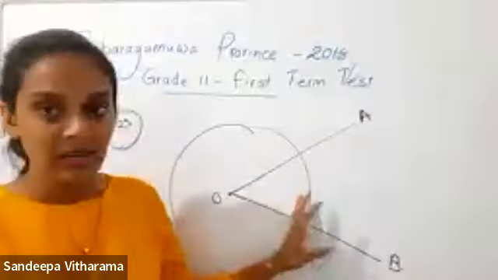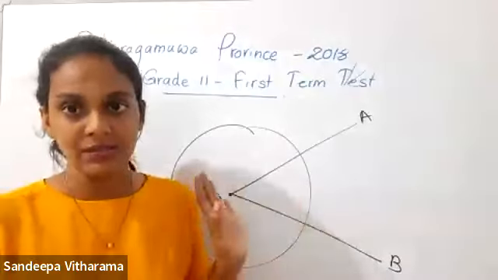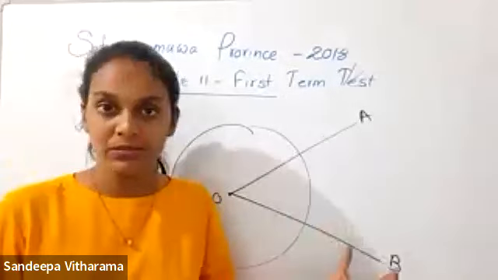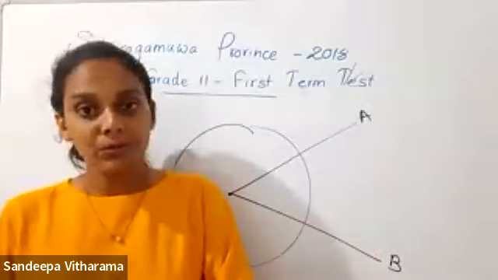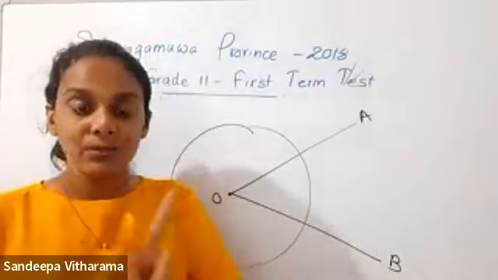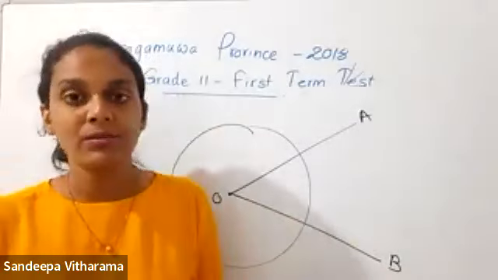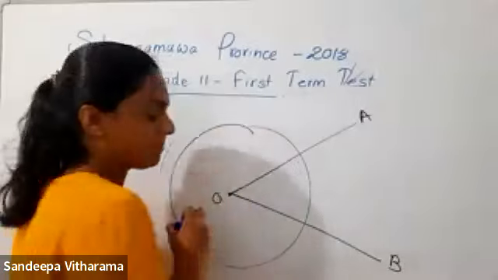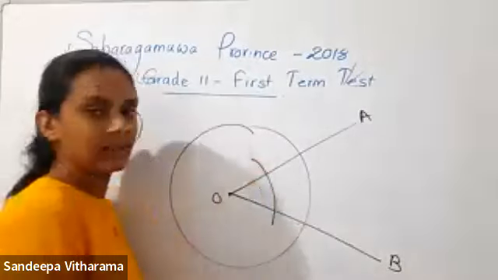Then here there's a circle. The circle is given. Now you have to find the locus, the particular point which is equidistant to two straight line segments. Two straight line segments mean you have to construct the angle bisector. So keep your compass here and draw an arc like this.